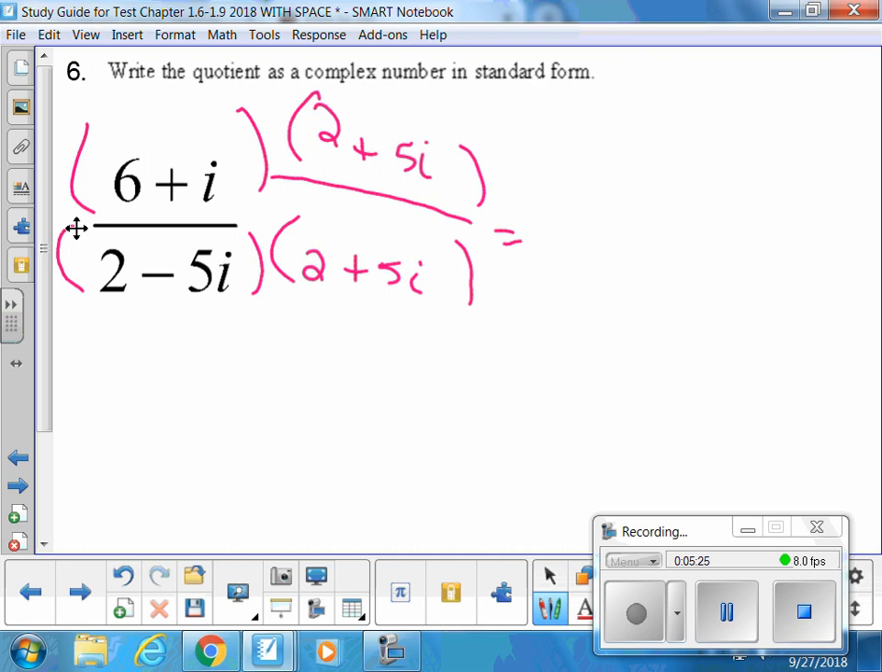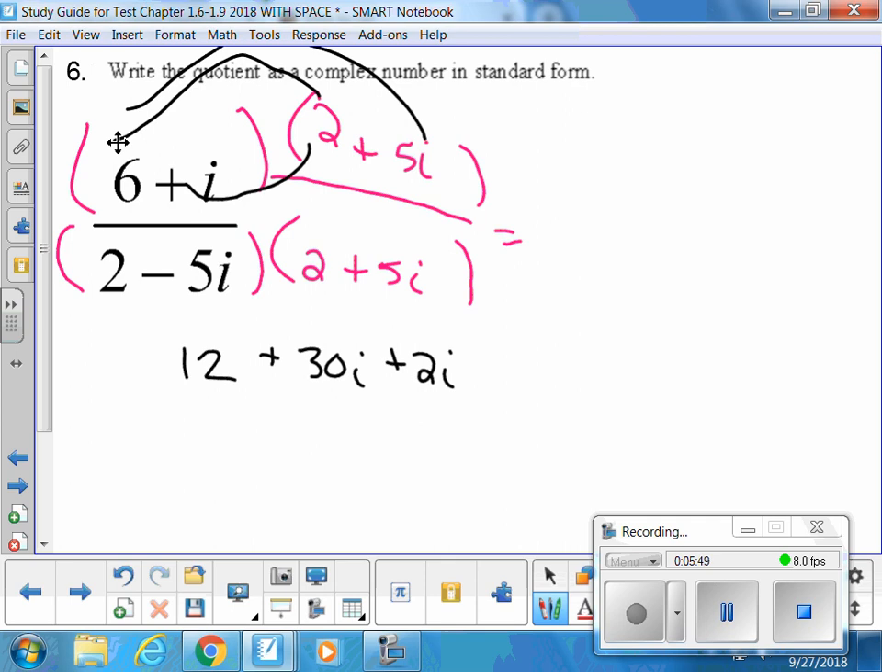All right, on the top. This top part, these two are not conjugates, so you're going to do a full-out, full-fledged FOIL, all 4 rainbows. So 6 times 2, 12. 6 times 5i, 30i. 2 times i, 2i. And 5i times i, careful with this term, 5i squared.